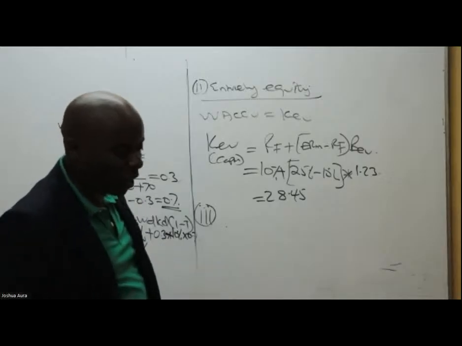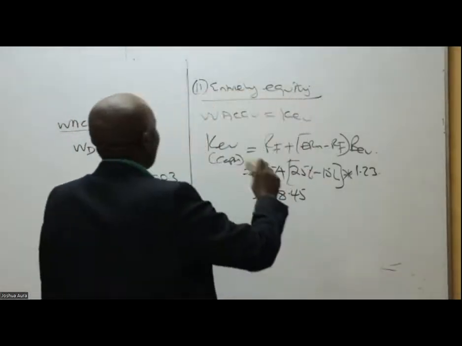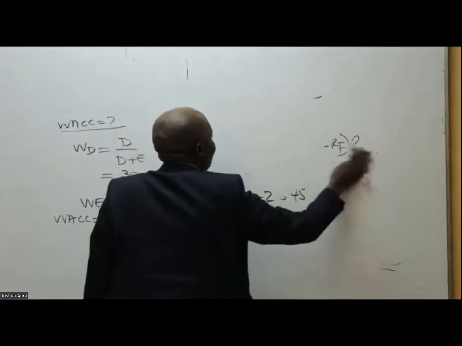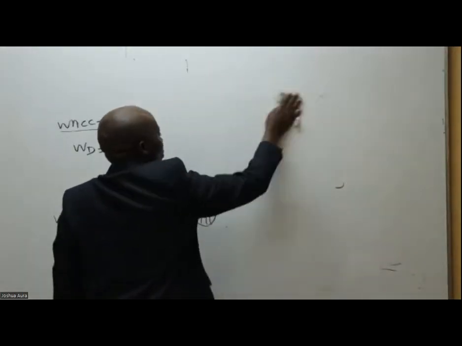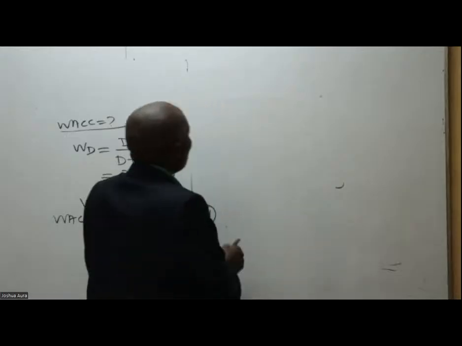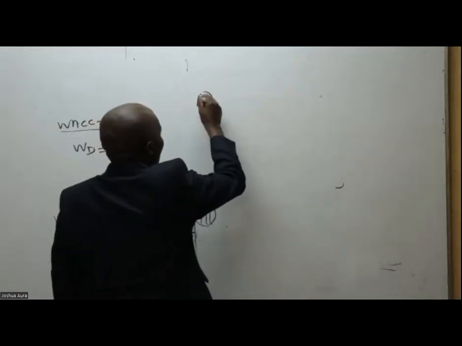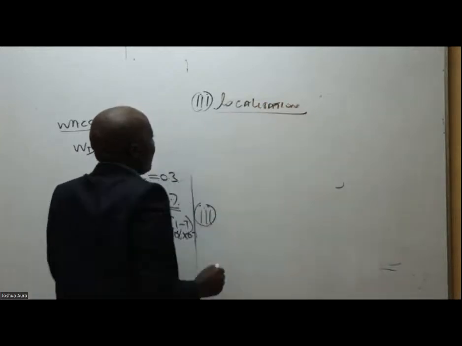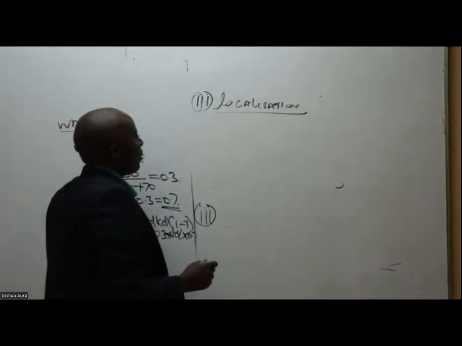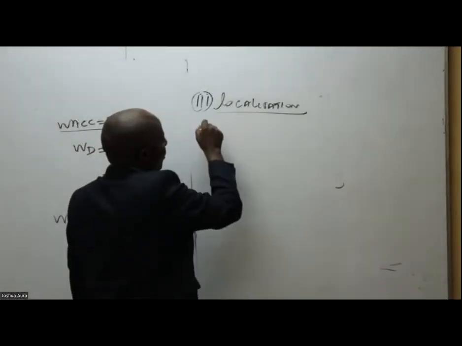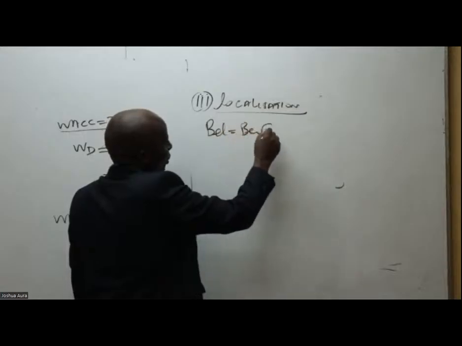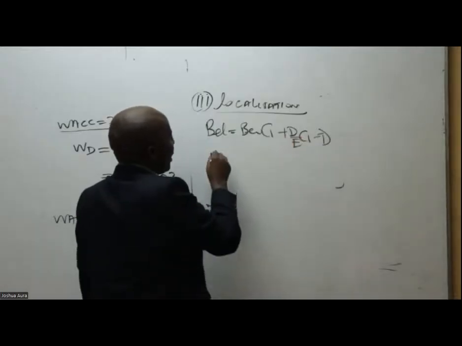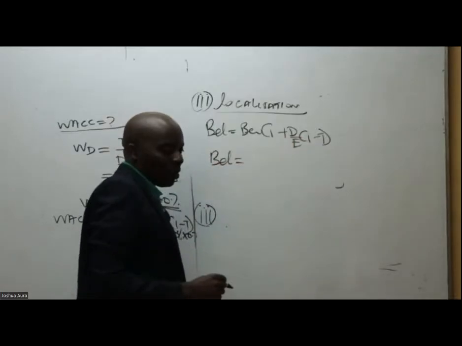First of all, it's localization. We are doing the localization for Roman number 3. All right, so we have our bell, which will be our bill into 1 plus debt over equity into 1 minus tax, like that. Then we have our bell, which will be equal to our bill.